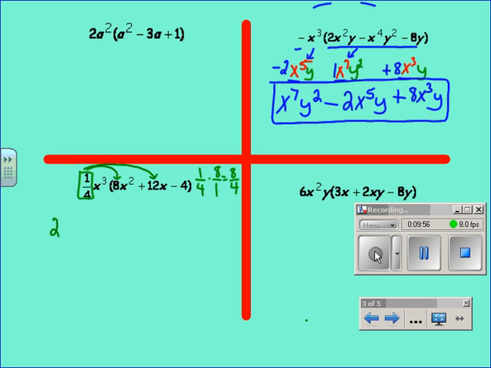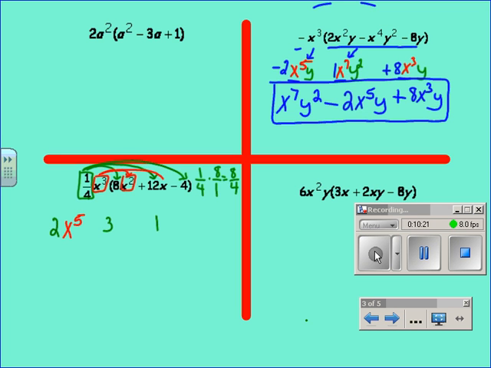1/4 of 12 is 3, so that will be 3. And I'm going to distribute my 1/4 times my 4, and 1/4 of 4 is 1. So now I just do the variables just like I did on the other problems. I have x cubed, and I'm going to multiply that times x squared. I add my variables together, so I will have x to the 5th power.